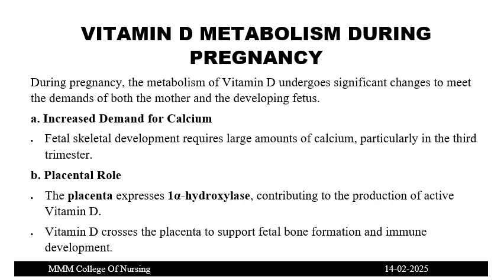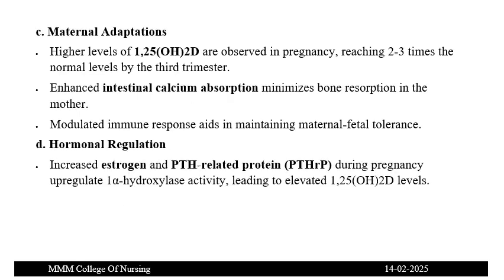During pregnancy, the metabolism of vitamin D3 undergoes significant changes to meet the demands of both mother and developing fetus. There is increased demand for calcium; skeletal development requires a large amount of calcium, particularly in the third trimester. The placenta expresses 1-alpha hydroxylase, which contributes to the production of the active form of vitamin D. This vitamin D crosses the placenta and supports fetal bone formation and immune development.